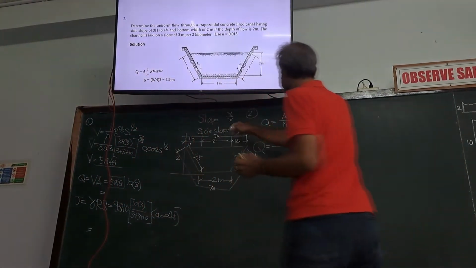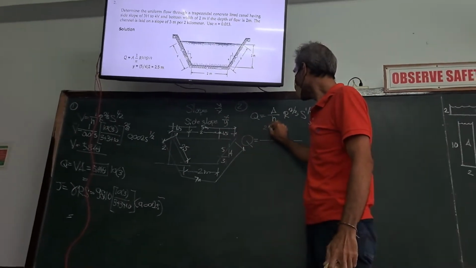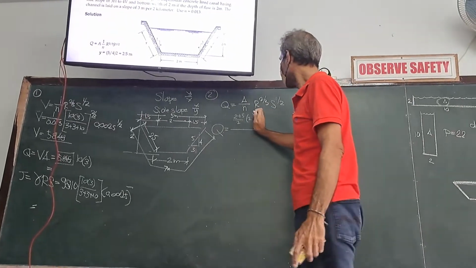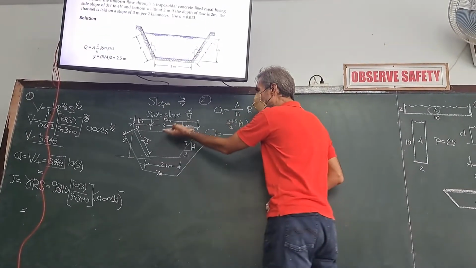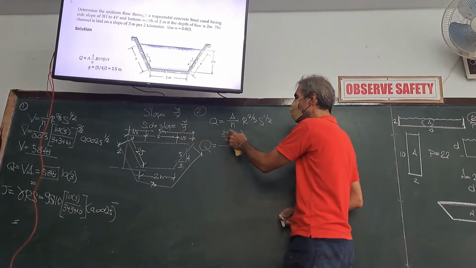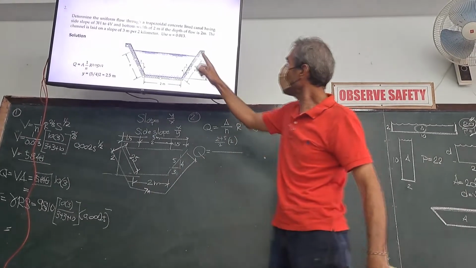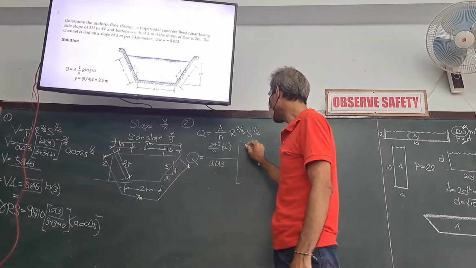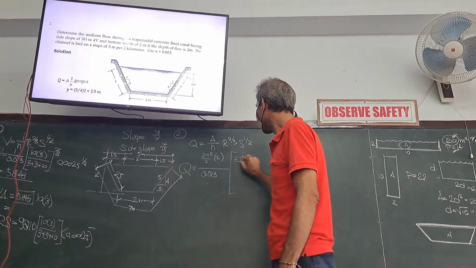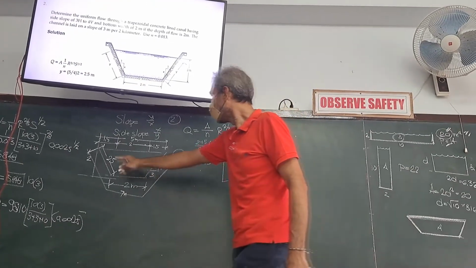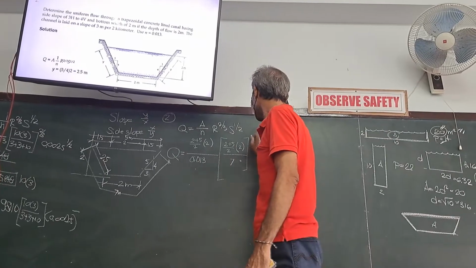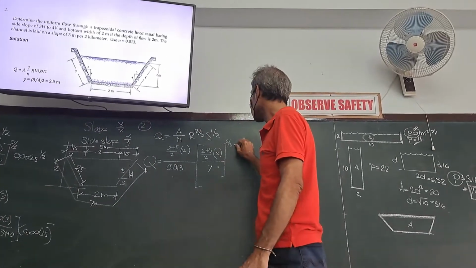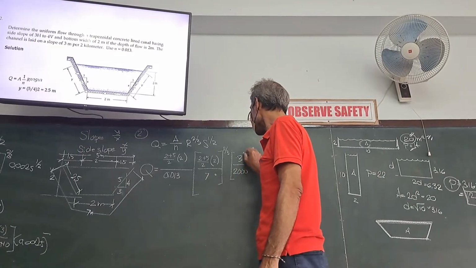Okay, area is (B1 + B2) over 2 times depth: 2 plus 5 over 2 times 2. Area of a trapezoid is B1 plus B2 over 2 times depth. Then n is 0.013. R is area over wetted perimeter: 2 plus 5 over 2 times 2, over the wetted perimeter, 2 plus 2.5 plus 2.5, to the 2/3. S is 3 meters per 2 kilometers... 3 meters per kilometer, to the 1/2.